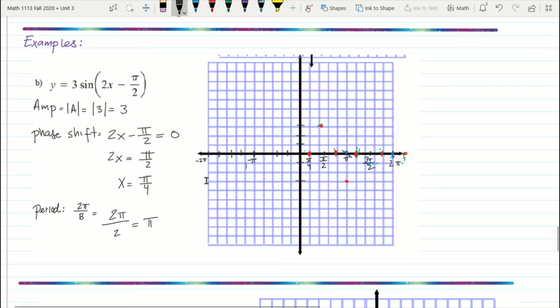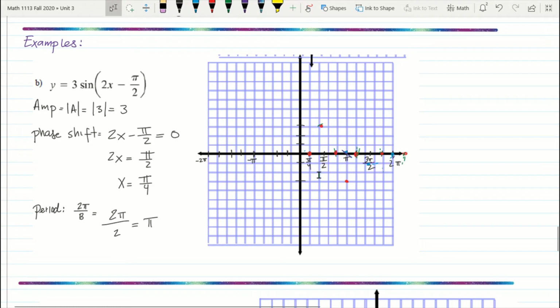So what's going to happen is that my original graph would start from here, go up to 1 at pi over 2, then come back down, and so on. But this one has an amplitude of 3, meaning that it's going to go all the way up to 3, and then all the way down to negative 3. But it got shifted to the right pi over 4 units. So instead of starting at 0, 0, it's going to start at pi over 4, which is where I have that red dot.